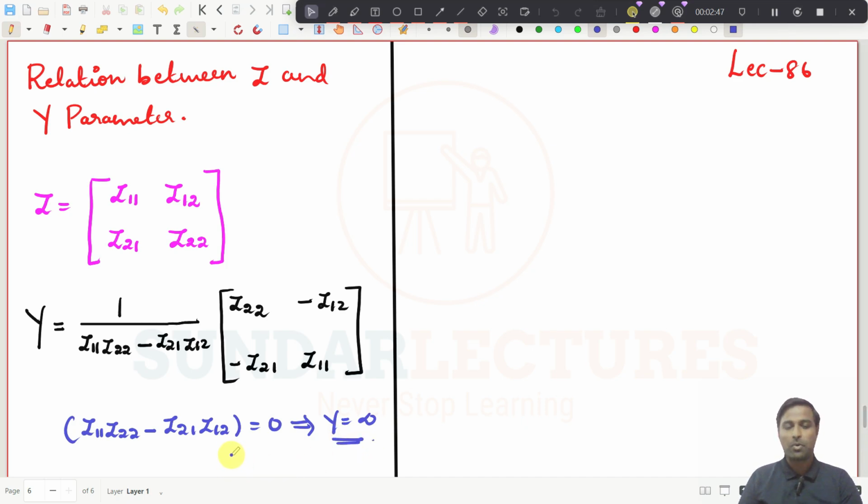So that is the only case. Obviously this value should not become 0. There will be some cases where this value becomes 0, right? So that is what we are going to take as an example, and we are going to review in what cases we cannot say that Z parameter can be the inverse of Y parameter. That is what we are going to see.